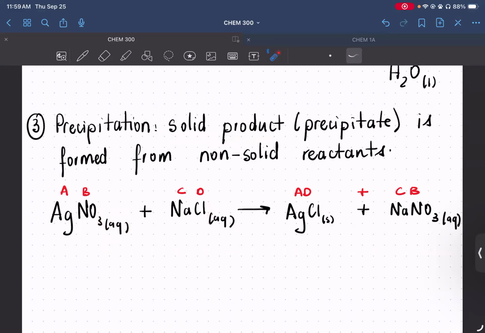I see a hand. No, only solids. Oh, you meant like from the non-solid side? Yes. These can be gases, this can be liquid. It just cannot be a solid. Good question.